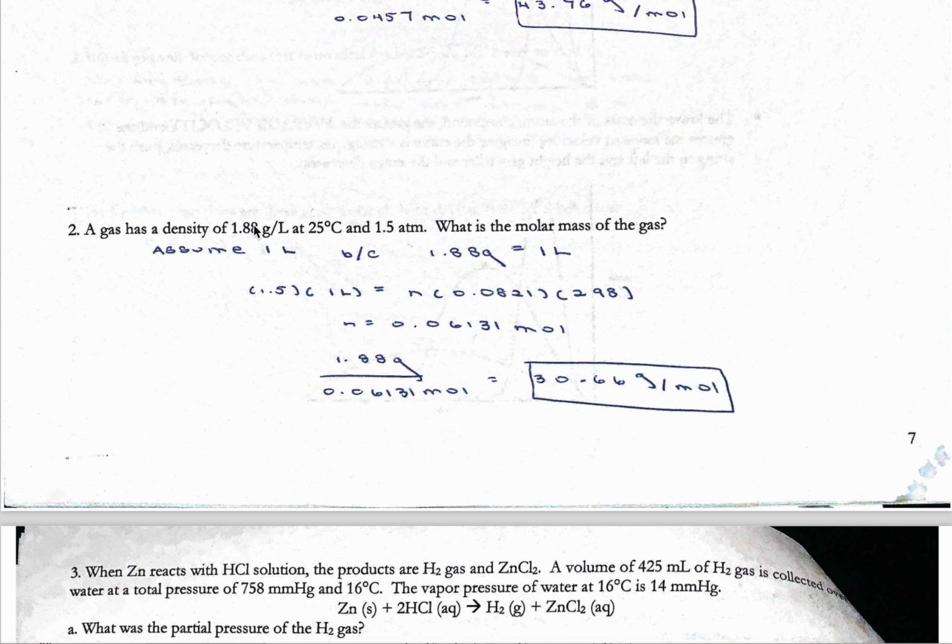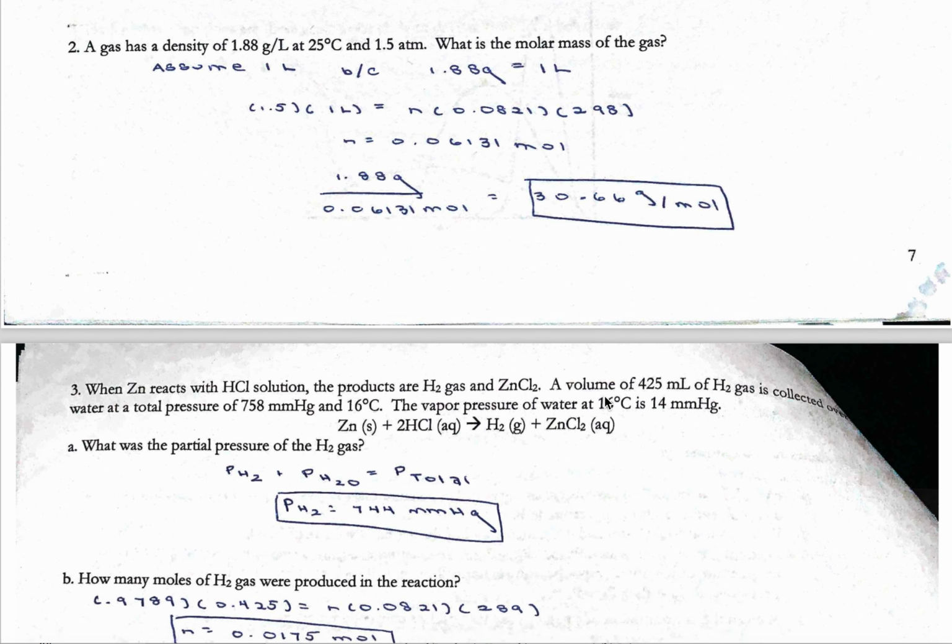So don't let this fact freak you out. If you're given this, or if you're given molarity, keep in mind that that represents the number of grams for every 1 liter. And so I actually know my volume. I can use a volume of 1 liter since it's 1.88 grams equals 1 liter, or that many grams per 1 liter. So I'm going to, again, solve for my number of moles. I have my volume of 1 liter here. And then I'm going to take the mass that was given to me, 1.88, divide by my number of moles that I solved for, and I got my molar mass.